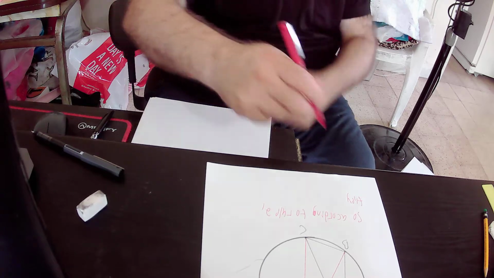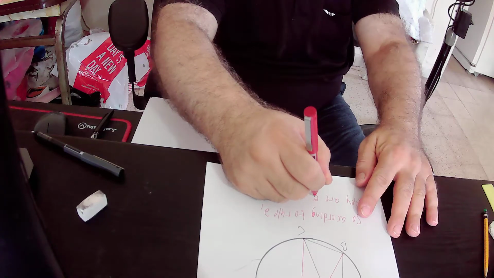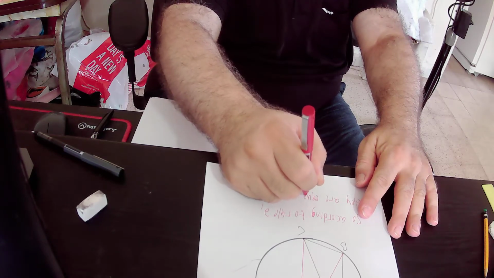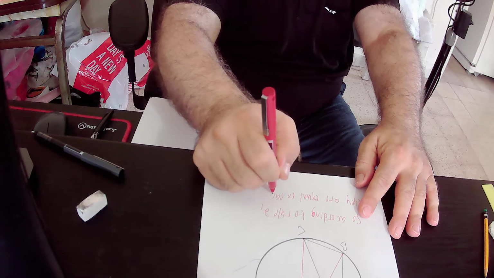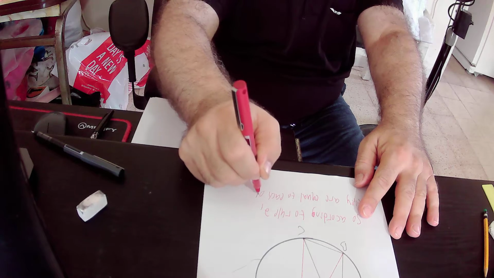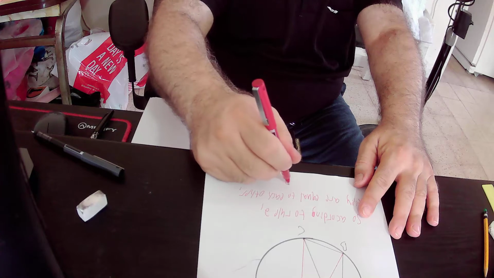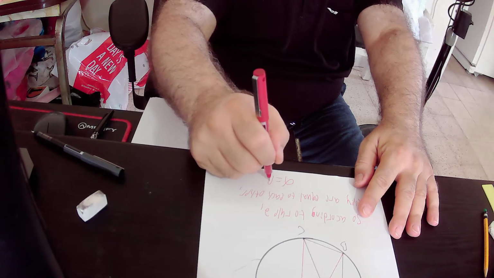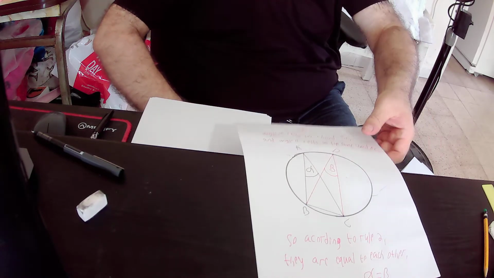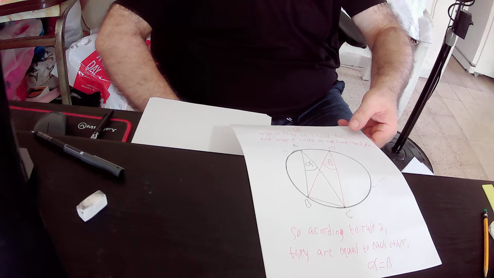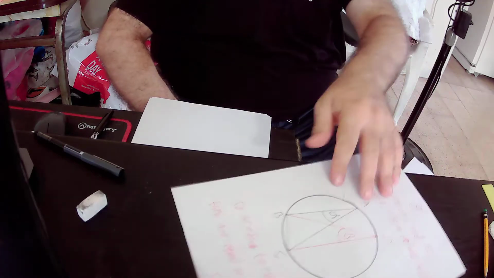They are equal to each other, that is to say alpha equals beta. Okay, so according to rule number 2, they are equal to each other, that is to say alpha equals beta.